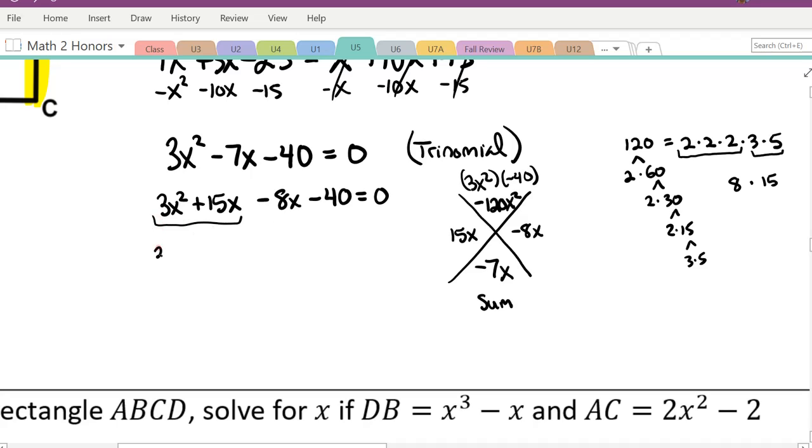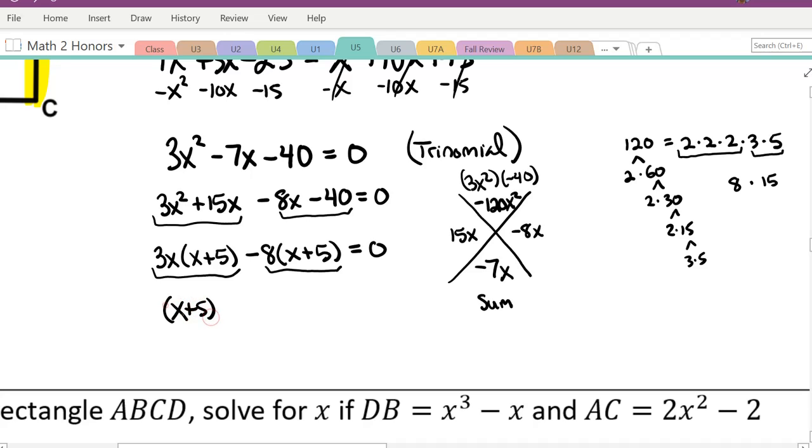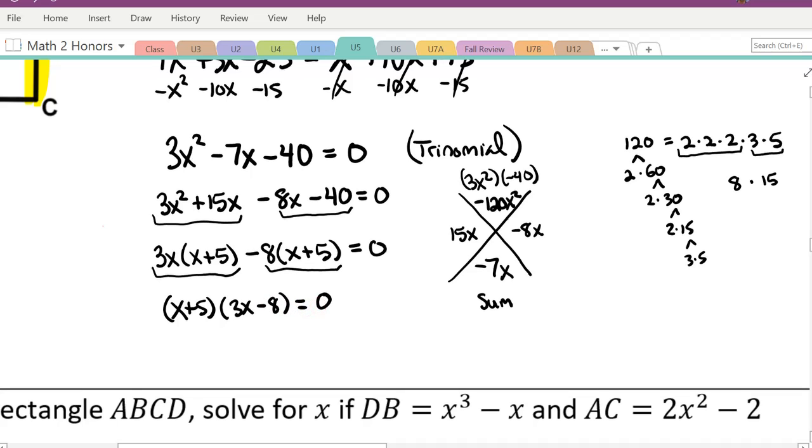So the first two terms I could factor out of 3x. What remains is an x plus 5, minus, I can factor out an 8. And what remains is an x plus 5 again. And I'm getting plus 5 because I'm dividing the negative 40 by the negative 8. That gives me the plus 5. And then both of these terms that I'm underlining have a common factor of x plus 5. And so I factor out x plus 5. And what remains from the first term is 3x. What remains from the second term is the 8. And now I'm completely factored.